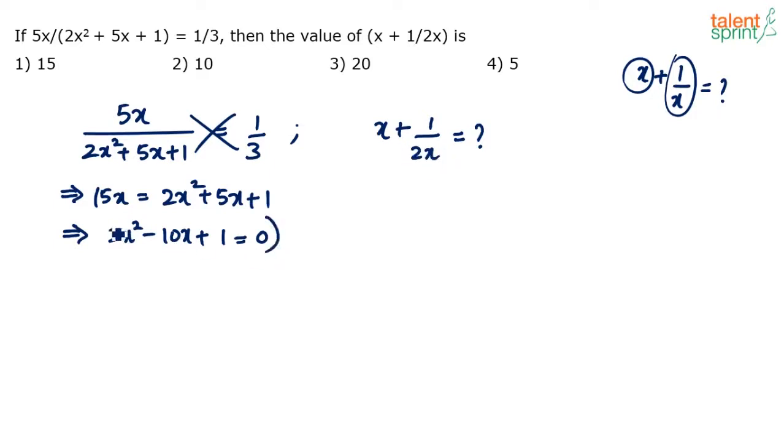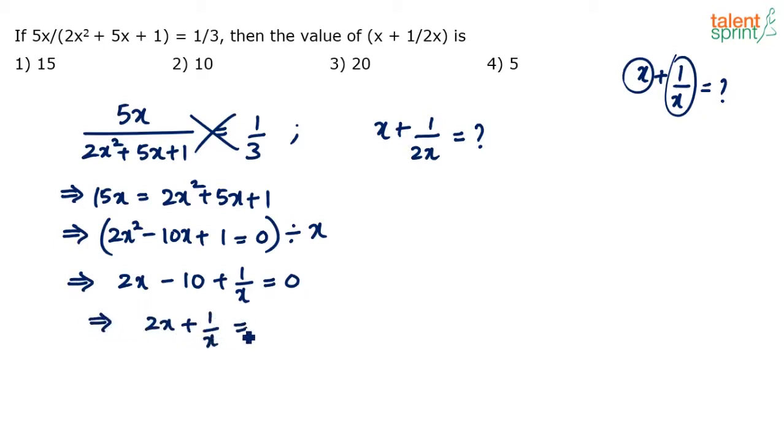So what we would do here is divide this whole equation by x. So 2x squared by x is 2x, minus 10x by x is minus 10, plus 1 by x, which is equal to 0. Now see, what do we get? From this, I can say that 2x plus 1 by x equals 10. That's the conclusion.